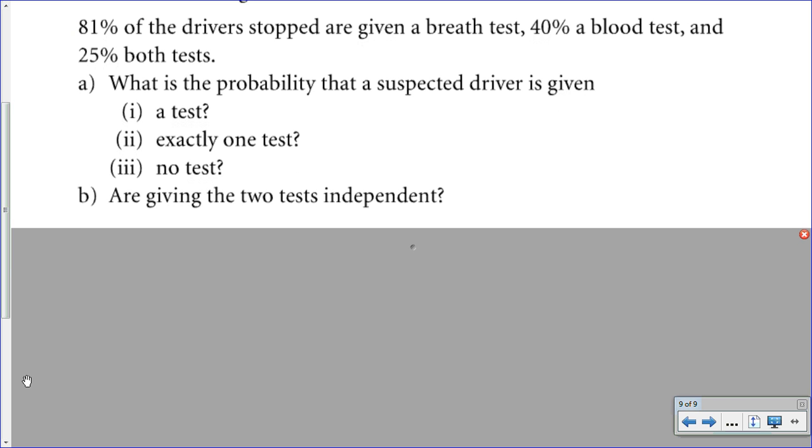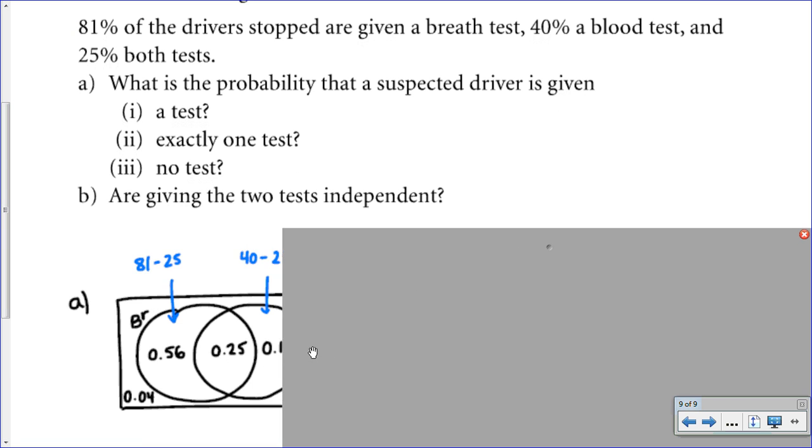So in this Venn diagram, what I know is that, and I've expressed them as probabilities, so the sum total is 1. What I know is that 25% get both tests. So the overlap has to be the 0.25. I start from the center when I fill these out. And then if 81% stopped are given a breath test, that includes the 25 who get both. So I subtract 25 from 81 to figure out that 56% are in the breath test circle, but not the overlap region. Do a similar process for the blood test, 40 minus 25%, and fill in each of those distinct regions. And then add those up, you'll see that the only amount left over is the 0.04. That's what I put outside of both tests.